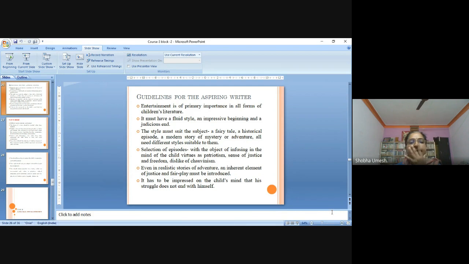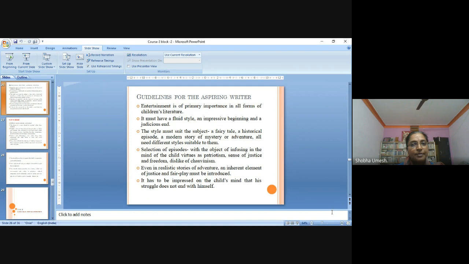So the first thing is that entertainment is of primary importance in all forms of children's literature. See, by our writing, we want to entertain the age group. So always entertainment should be the primary concern in writing for children. And the next thing is that it must have a fluid style, an impressive beginning, and a judicious end.